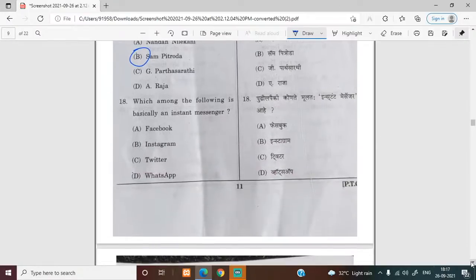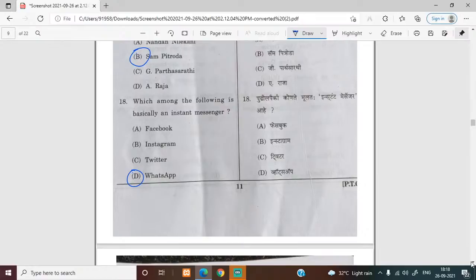Next question is, which among the following is basically an instant messenger? Facebook, Instagram, Twitter, or WhatsApp? The right answer here, students, is option D, WhatsApp. See, now everybody is using WhatsApp. What is instant? It means that the message comes to us directly, there is no hindrance, and spontaneously we can interact with one another.